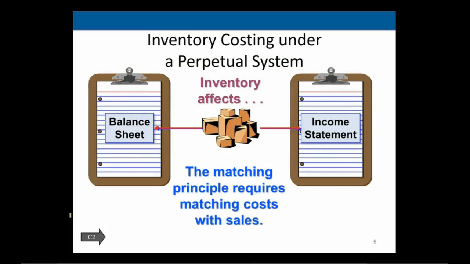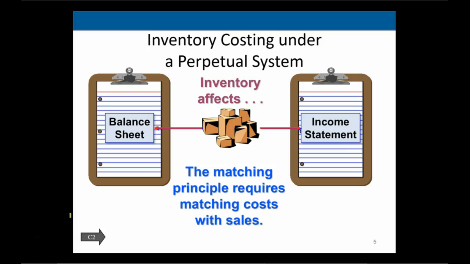Again, separation of duty. And then inventory cost under a perpetual inventory system. Inventory affects the matching principle, which requires matching costs with sales. Under the perpetual inventory system, as stated before, we are going to record the decrease of inventory at the same time as we sell it.